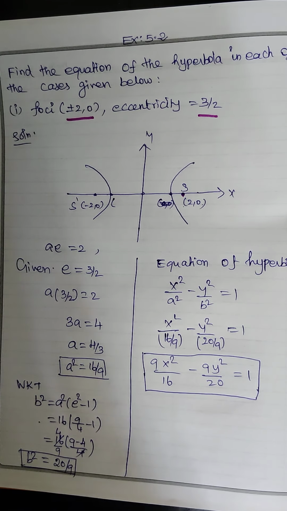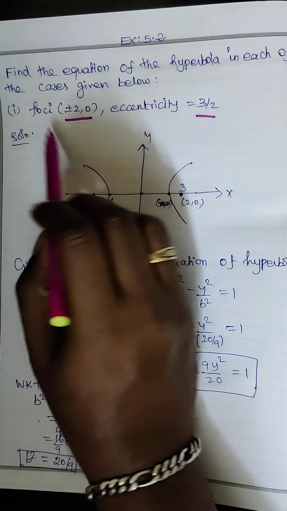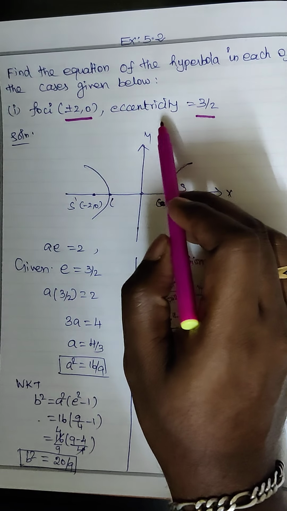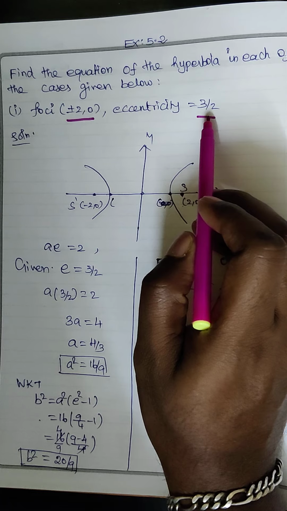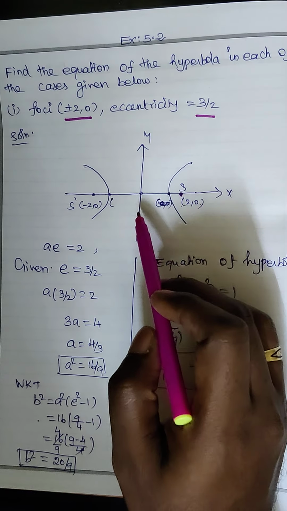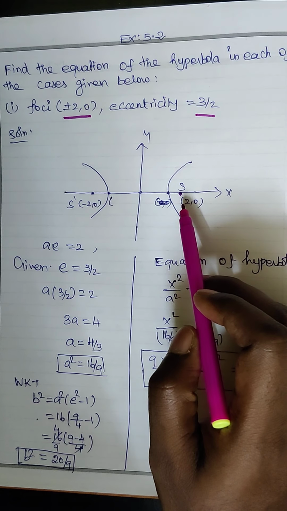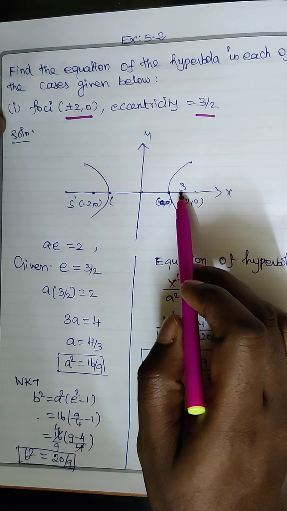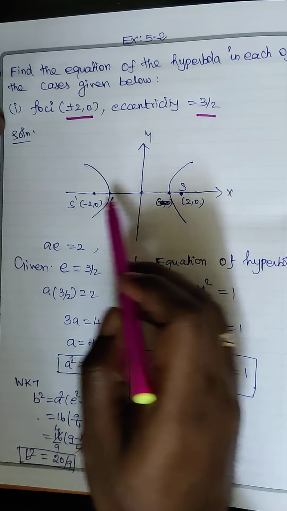Today we are going to discuss exercise 5.2 question number 3. Find the equation of the hyperbola in each of the cases given below. The first one: foci plus or minus 2, 0 and eccentricity 3 by 2. First I am going to take the x-axis and y-axis. The given foci are plus or minus 2, 0, so 2, 0 and minus 2, 0.